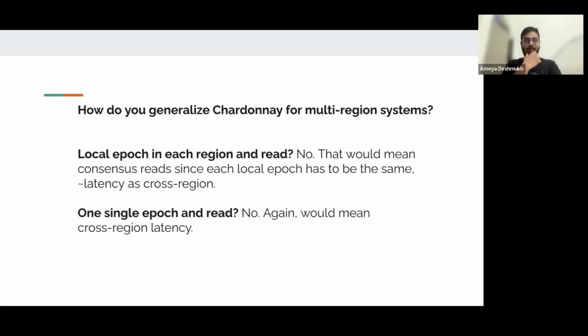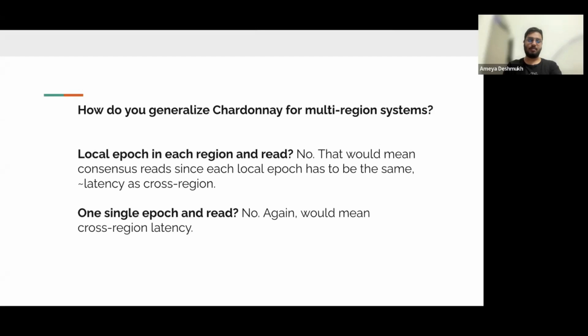So, how do you generalize Chardonnay for multi-region systems? Chardonnay works only for a single data center. Off the top of everyone's head, the options we have are: you have a local epoch in each region and you read it. That might be a viable solution, but in the end, you'd have to do consensus reads, since each local epoch has to be the exact same value, and there'll be conflicts.